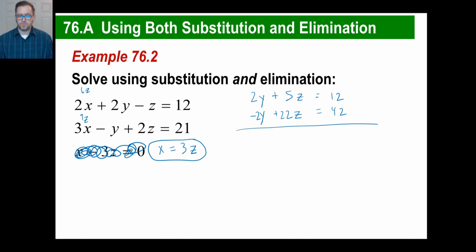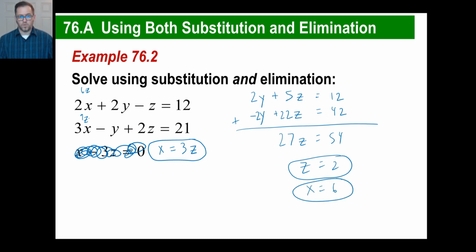And we'll just add right on down. 2y plus negative 2y is 0. 5 plus 22 is 27. 12 plus 42 is 54. So z is equal to 2. Okay, all right, now we've got it. x is equal to 3 times z, so we have x is equal to 6.